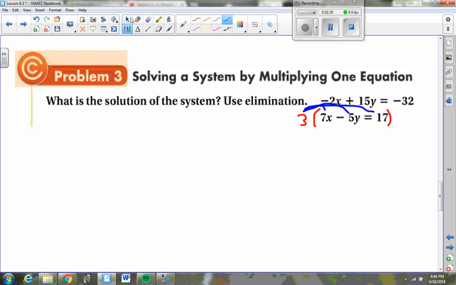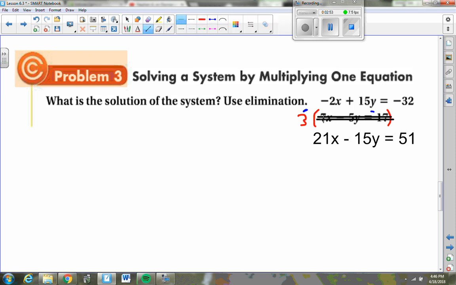What I end up with, 3 times 7 is 21x minus 3 times 5 is 15y equals 3 times 17 makes 51. So that's now my bottom equation. All right. Now, if we look at the top equation, we should realize now that my 15y and 15y will cancel out, right? So I've basically replaced this equation here. I don't want that anymore. I'm looking now at these two equations.